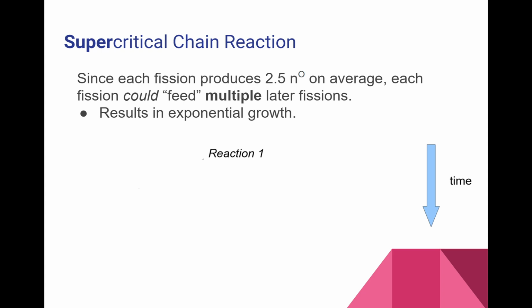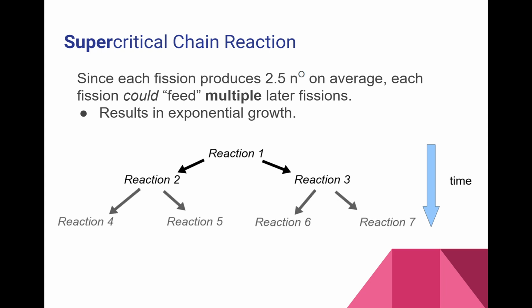But what happens if we don't have just 1 neutron from each reaction leading to the next? Then we get a supercritical chain reaction. So that means that when I have the first reaction happen and it produces 2.5 on average neutrons, I actually let more than 1 of them bump into other uranium-235s. So 1 reaction could lead to 2 new reactions, which could lead to a couple more each, and so on and so on. We would effectively get exponential growth.